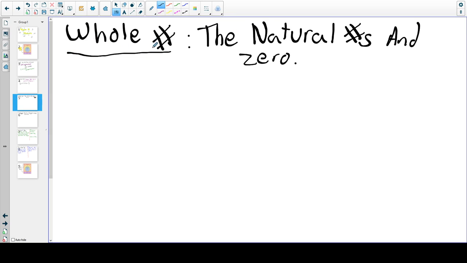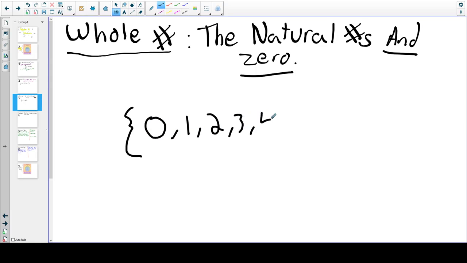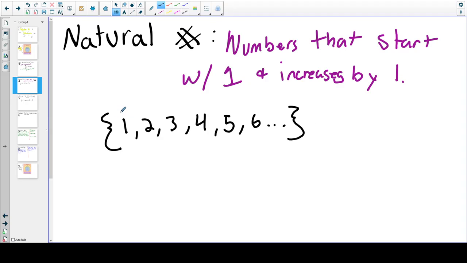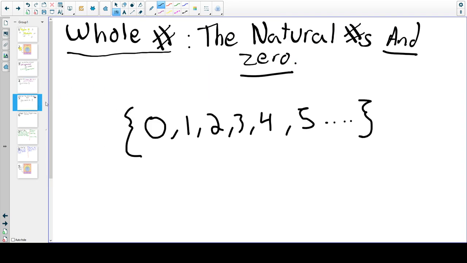So now we have whole numbers. Whole numbers are the natural numbers, but now we have 0. So if I mention a whole number is the set of numbers, but now we can start with 0. So whole numbers are 0, 1, 2, 3, 4, 5, so on and so forth. Okay? The difference between natural numbers and whole numbers is that natural numbers does not include 0. Whole numbers do include 0.